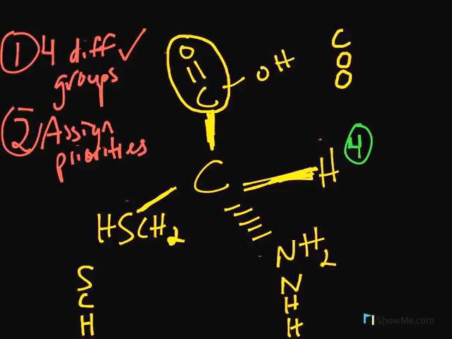So now we just compare. Now we assign priorities based on atomic number. Which one of these atoms has the highest atomic number? If you're thinking sulfur, you are correct. Remember, the atomic number for sulfur is 16. So we are going to start off with sulfur as our first priority. For our second priority, we have to choose between nitrogen and carbon. If you don't have a periodic table handy, just remember that nitrogen has a higher atomic number than carbon does. So that is going to be our second priority.